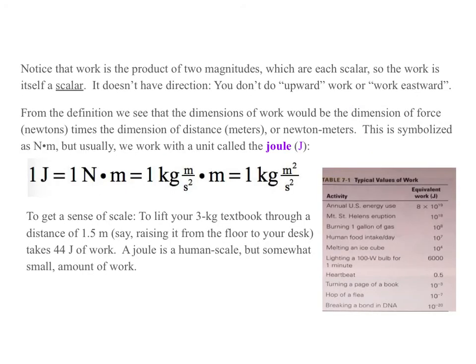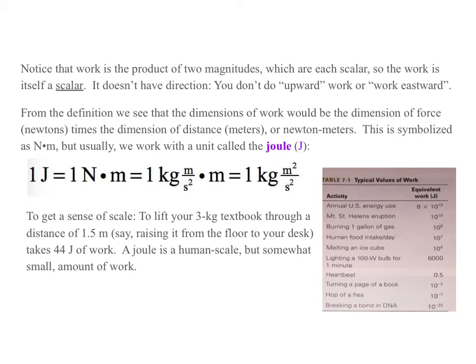Notice that work is the product of two magnitudes, which are each scalar, so the work itself is a scalar. It doesn't have a direction. You don't do work upward or do work eastward or anything like that. From the definition, we see that the dimensions of work would be the dimension of force, which is newtons, times the dimension of distance, which is meters, so we would end up with Newton meters.